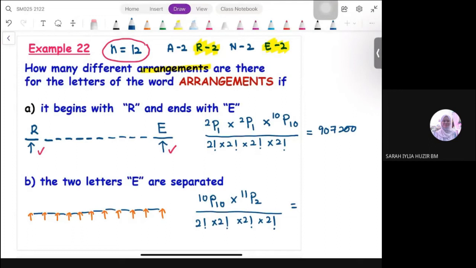So in this case our answer should be, panjang, 2494800. Okay. Dia senang je kan? Cuma hati-hatilah. Okay. Kita cuba lagi another case.